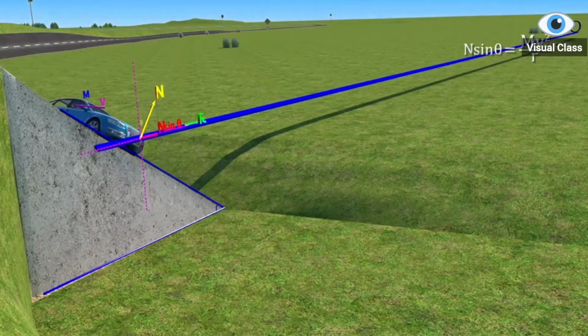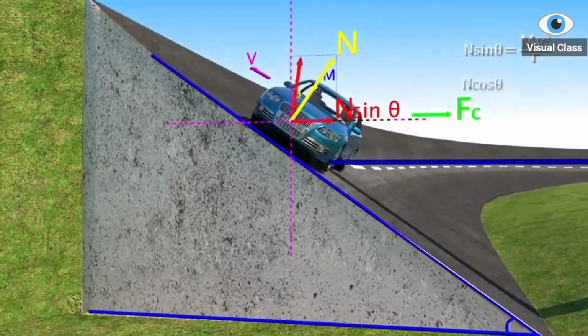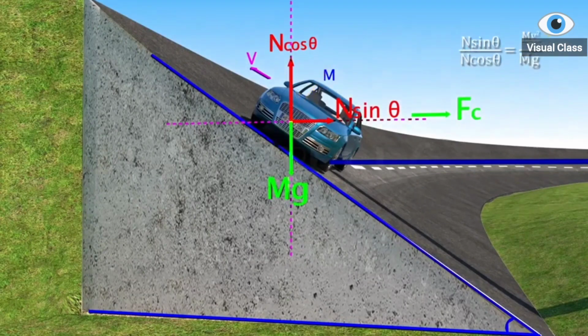The vertical component of the normal force balances the weight of the vehicle, so n cos theta is equal to mg. From these equations, we arrive at the equation tan theta equals v square by rg. Thus, v is equal to root over rg tan theta.